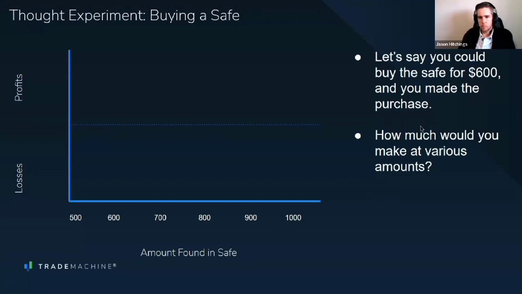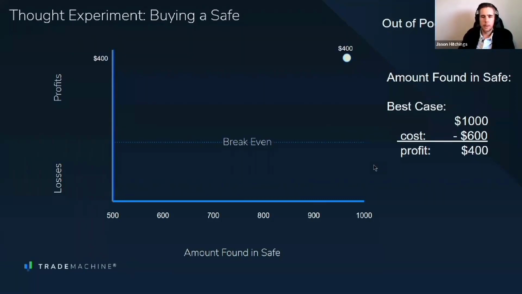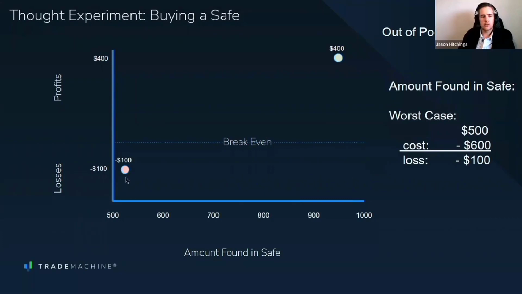So for the purposes of this little thought experiment, let's just say that you could buy the safe for $600. Question is, how much do you make depending on how much is in the safe? Well, what's the best case scenario? The best case scenario is that there's $1,000 in the safe. It costs you $600, you make $400. What's the worst case? Well, we said it's around $500. And so in that case, you're out $100.